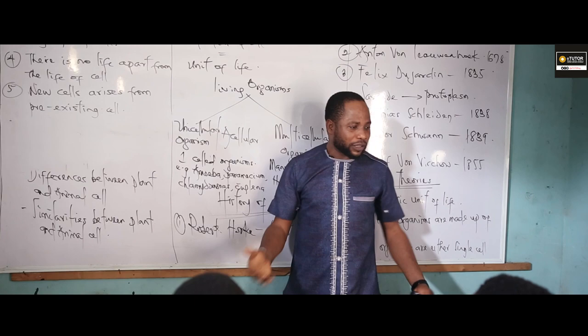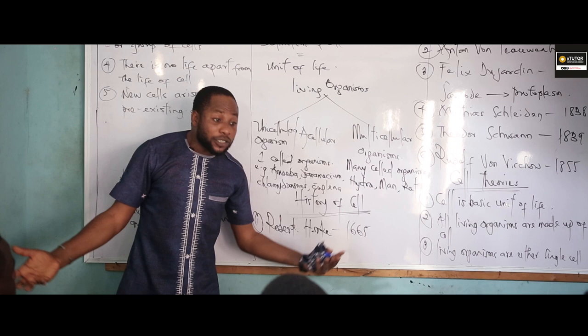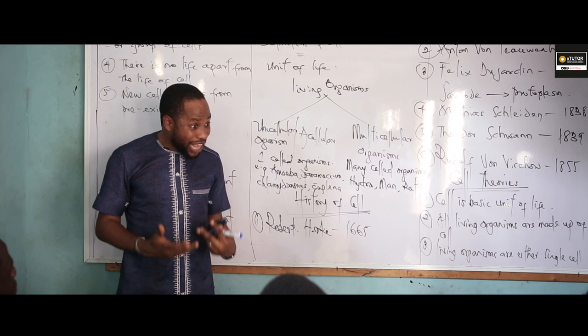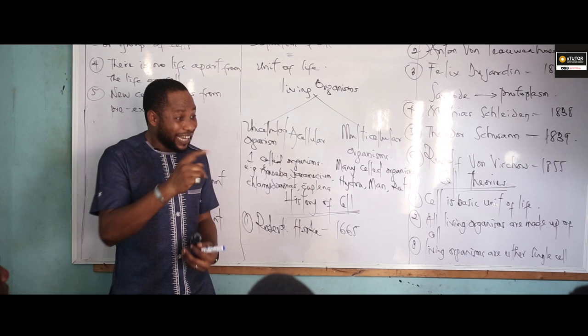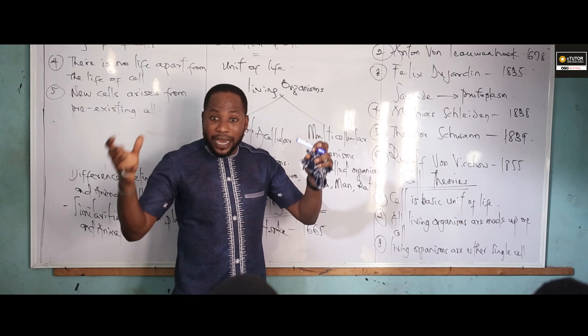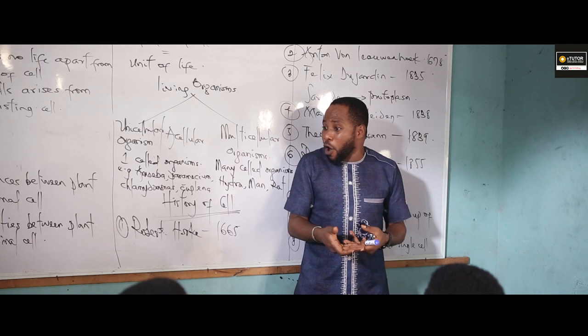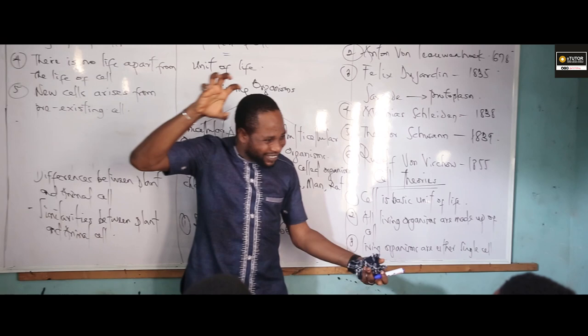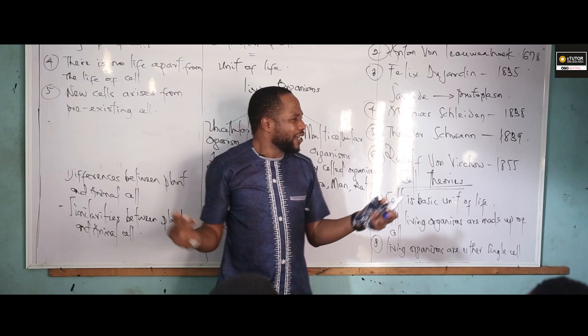Let me give another example. One of the most important organs in the body is the heart. It pumps blood. Since the day you are born, it pumps blood every second. It is an organ. Yes or no? Under organization of life, organs are made up of similar tissues. Yes or no? And the tissues are formed from similar cells. Are you getting me? That means the heart cannot even exist or survive without the cells that make it up. Do you understand that? So there is no life apart from the life of cell.